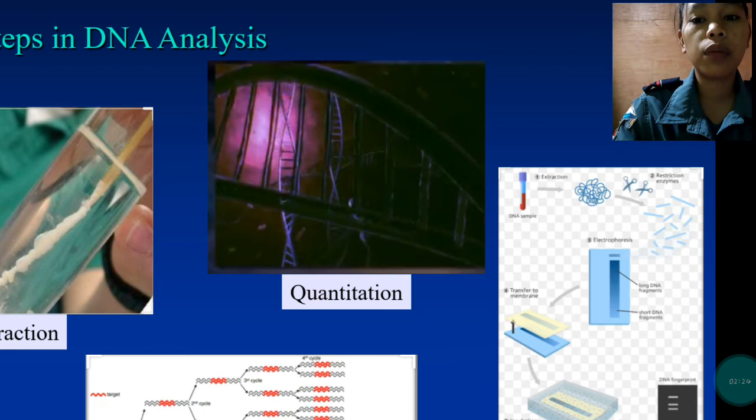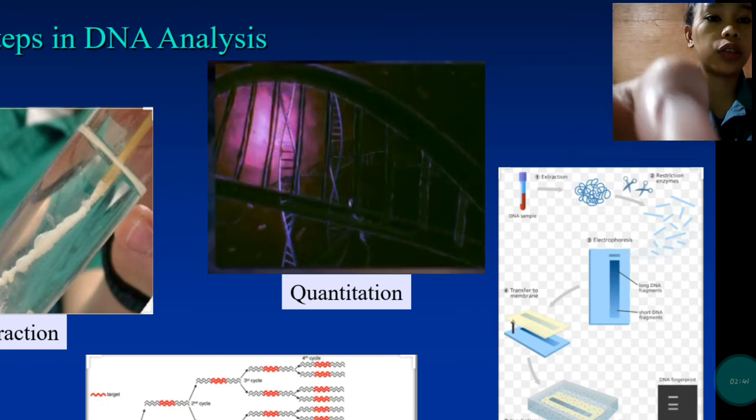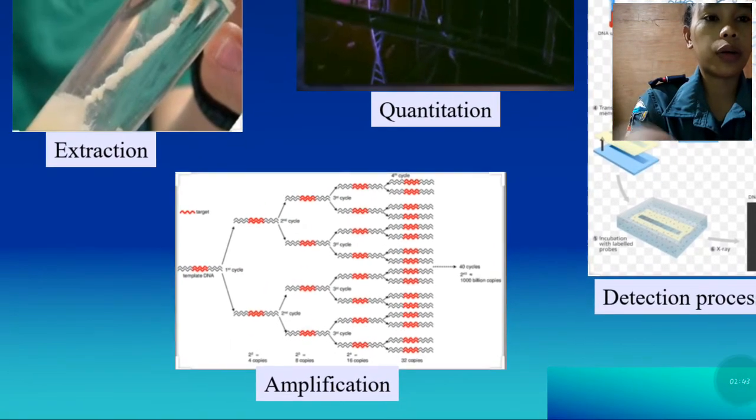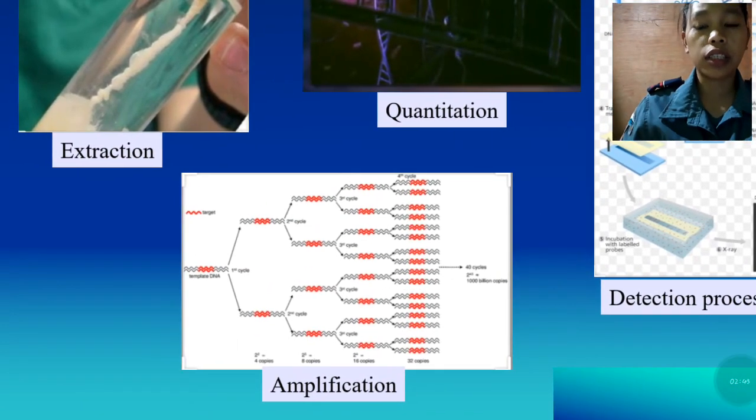Quantitation is important because the next step requires a specific amount of DNA to achieve optimum results. Too much or too little requires the concentration to be adjusted before the next steps. And the amplification. Amplification is where specific regions inside the DNA are copied.